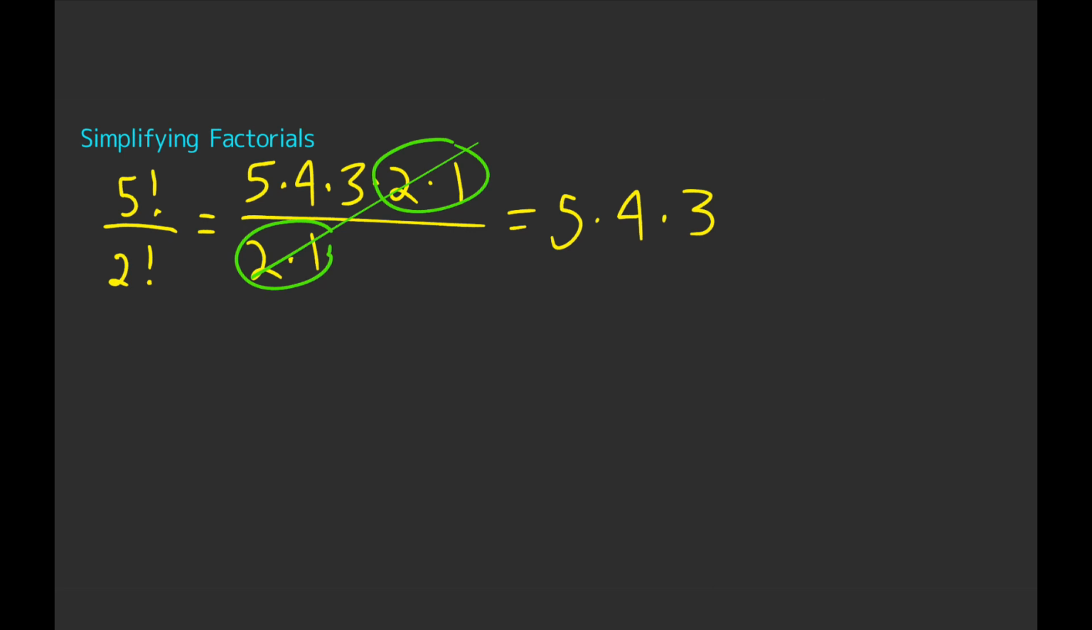Alternatively, another way to write this is going to be 5 times 4 times 3 times 2 factorial over 2 factorial. And then you would still simplify it out like that.